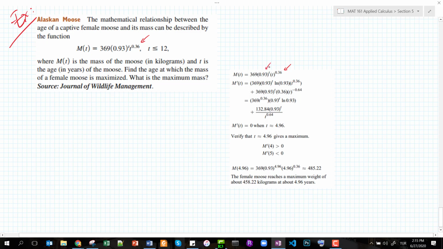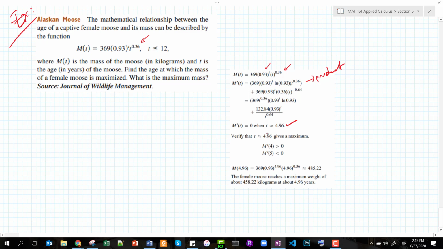Of course, you have the polynomial here, that's why you need to apply the product rule. If you apply the product rule, then you should find the critical points, where you make this derivative function 0, and 4.96 is going to be your critical point.